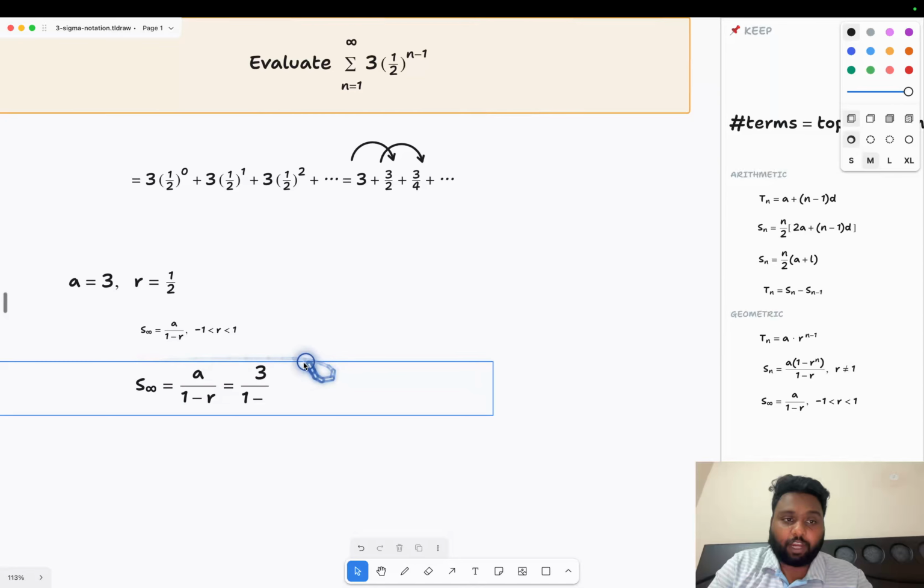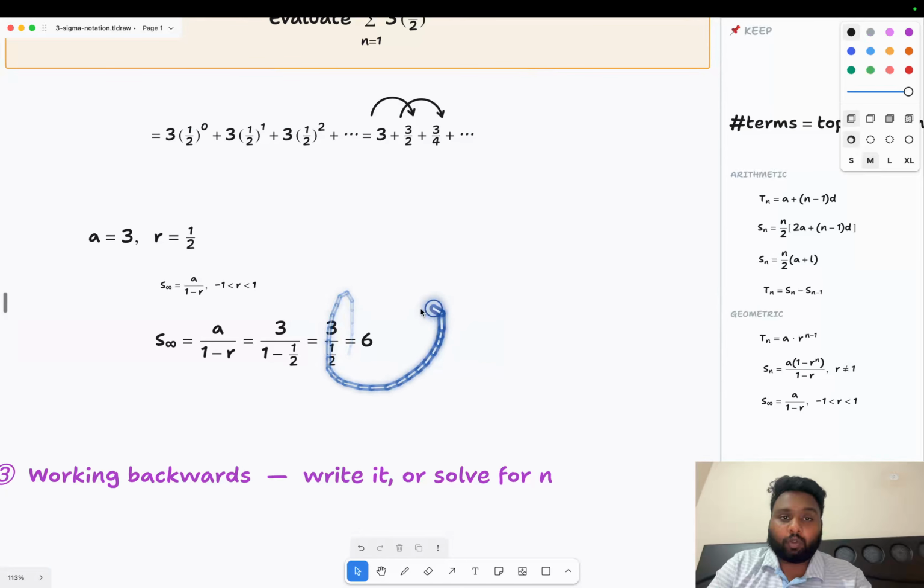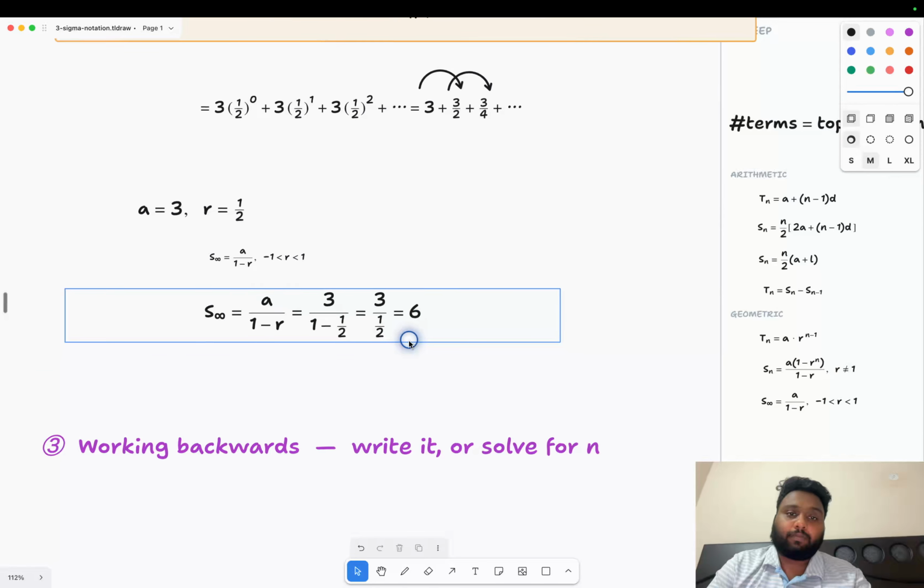The value of a is 3, the value of r is 1 by 2. We will do 1 minus 1 by 2, and we will just solve this. So the summation is 6.